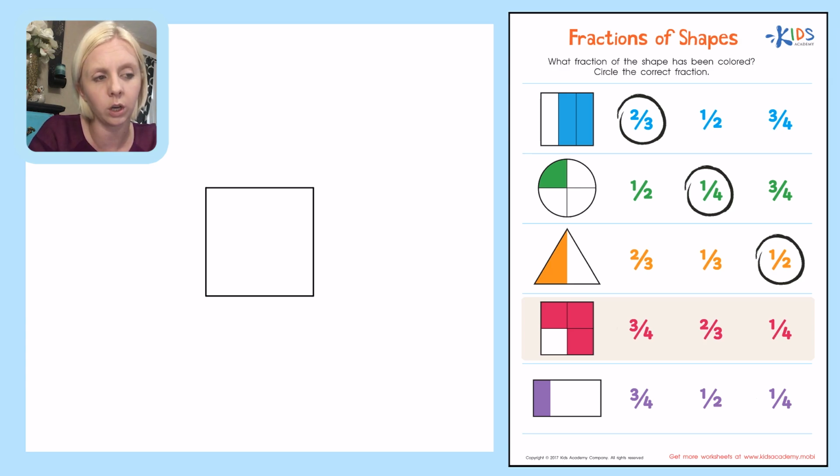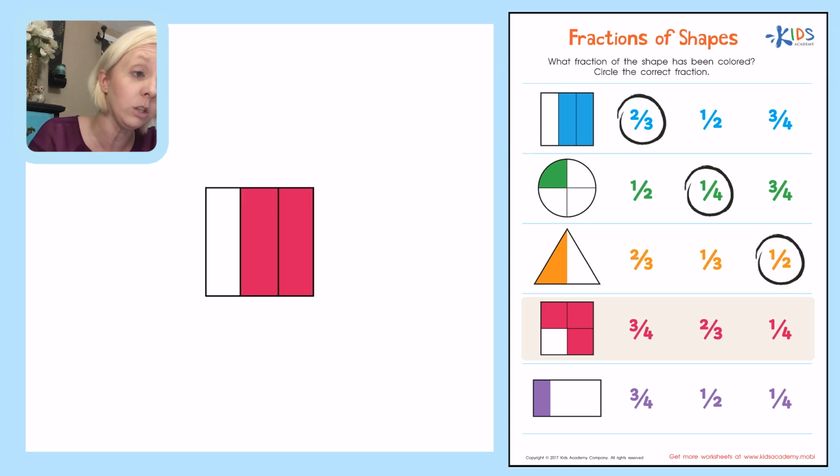Let's look at our other options. The other is 2/3. Well, that would mean that this would need to be divided up into 3 parts like this, and 2 of them would be filled in. That's actually the one that we did right up here. So that's not it. The next one is 1/4.